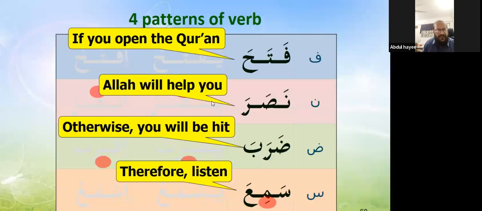So to remember these verbs, actually, we remember these sentences. From the sentences, we find out the verb, not from the verb the sentences. The sentences are meant to help memorize these words, Fataha, Nasara, Daraba, Samiha. If you can't, you should take help from these sentences. Okay? This was the reverse order.